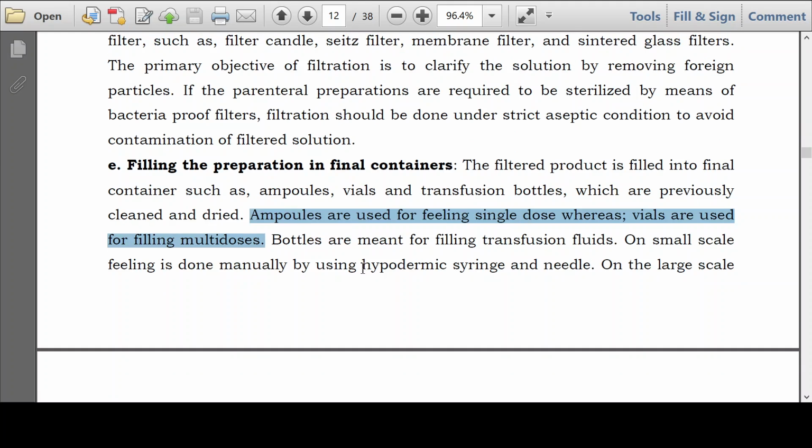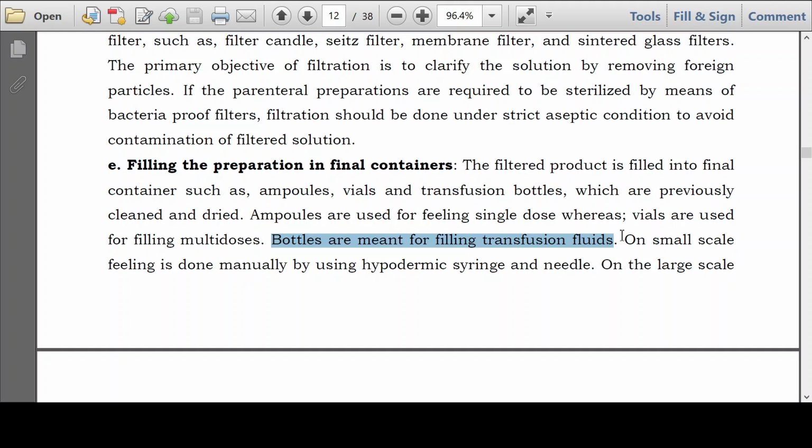Bottles are meant for filling transfusion fluids. So transfusion fluids or electrolyte replacement fluids which have large volume like 1 liter, 2 liter or 500 ml. So for packaging of such parenterals, transfusion bottles are used.